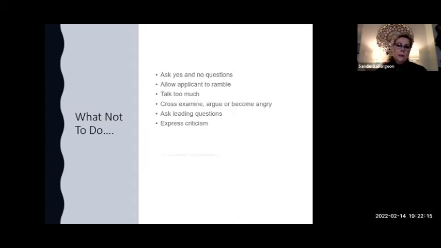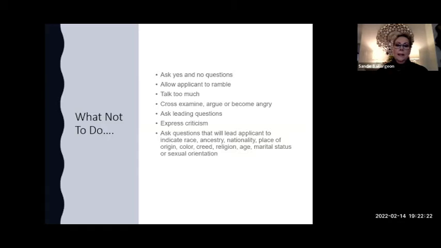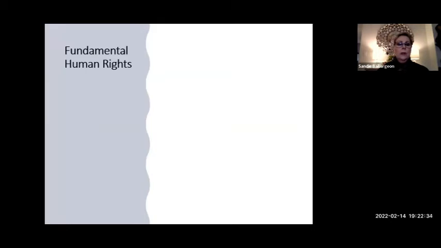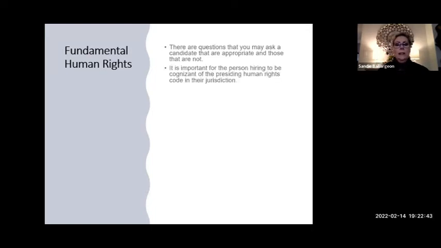Do not express criticism. Do not ask any questions that lead an applicant to indicate race, ancestry, nationality, place of origin, color, creed, religion, age, marital status, or sexual orientation. You can't ask any of those questions, because those are all human rights issues. There are questions that you may ask a candidate that are appropriate for the job and those that are not. It's important for the person hiring to be cognizant of the presiding human rights code in their jurisdiction.